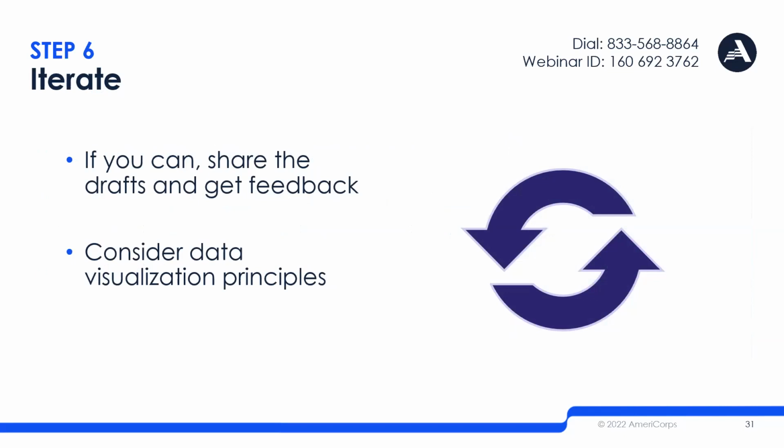Step 6 is to iterate. This goes hand in hand with the experimental approach. Your first version of a viz is probably not going to be your final version. If you can, share the drafts and get feedback, ideally from people who resemble your audience. But if that's not possible, even a colleague would work. This step is especially important if you're doing something that's very high stakes, something that's going to policymakers or funders, for example, or something that you plan to share with the media.